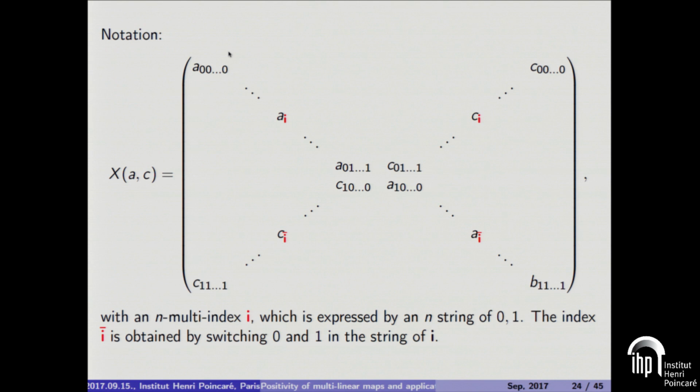Okay, we use this kind of notation. In order to consider the multi-qubit cases, it is very delicate to choose the notation. So we use this kind of notation here. The index must be a string of 0s and 1s. Here the bar denotes the conjugate of it, so we switch the 0 and 1 in each place.